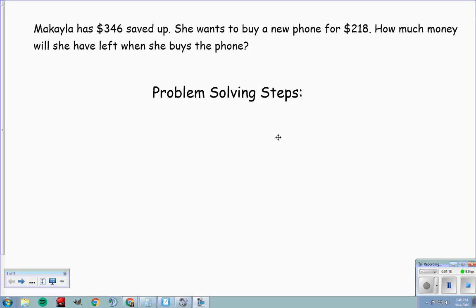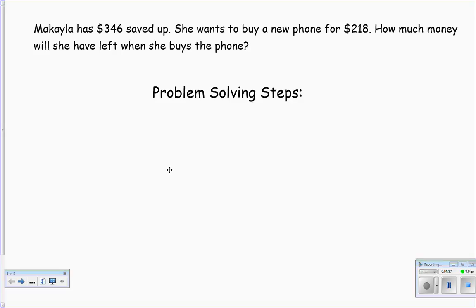Okay, you should have taken just a moment to pause the video and walk through the problem solving steps on your worksheet for this problem. We're talking about Michaela and her money. She's got some money saved up. She wants to buy something and she wants to know how much she has left if she buys it. Okay, so let's take a look at what you should have filled out.